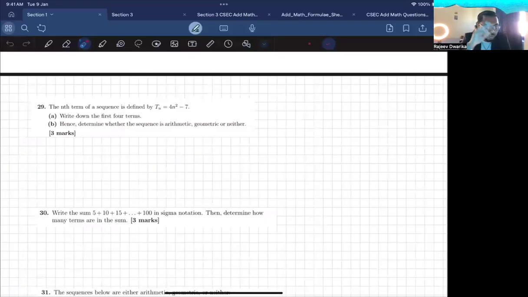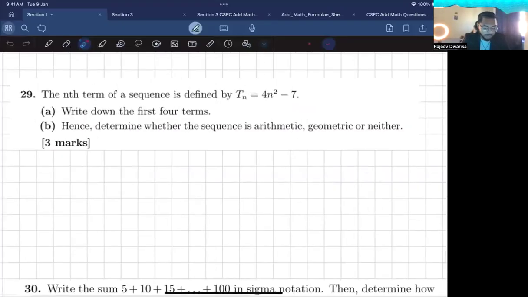All right, so Javon, I want you to read question 29 real quick. The nth term of a sequence is defined by Tn equal to 4n squared minus 7. Write down the first four terms, and hence determine whether the sequence is arithmetic, geometric, or neither. Okay, so if I want to figure out the first four terms, what do I have to do?